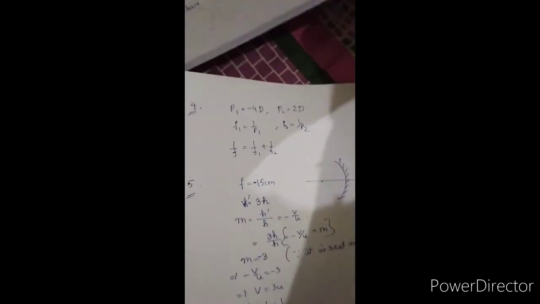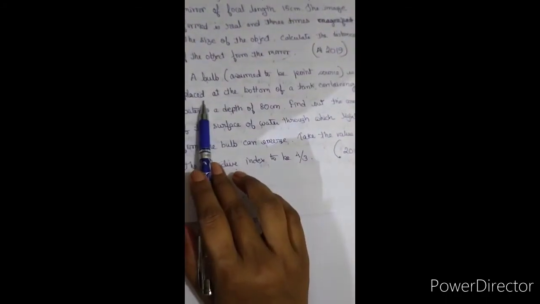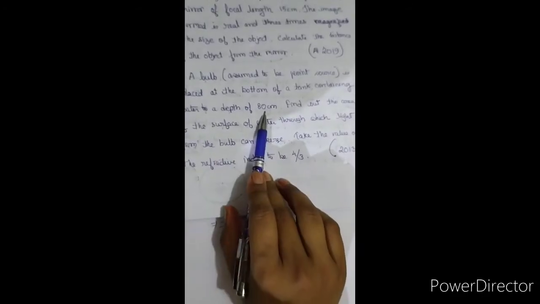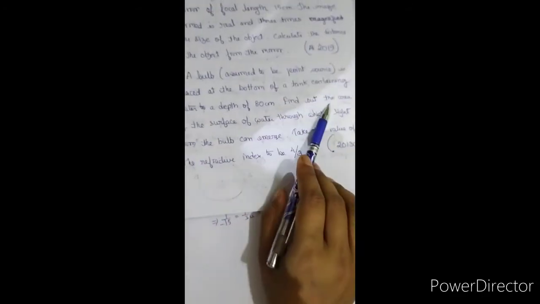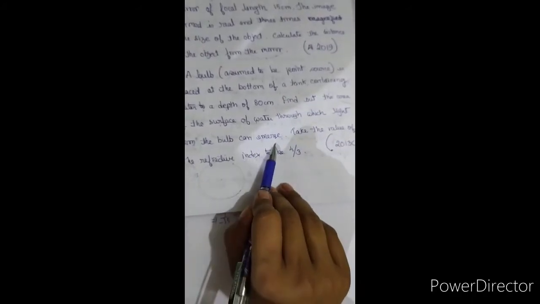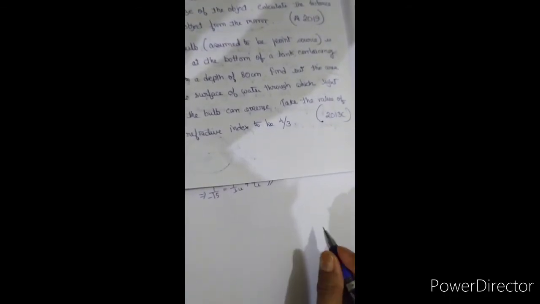The question number 6 is a little bit of some things I have discussed. I hope you can do it. A bulb is placed at the bottom of a tank containing water to a depth of 80 centimeter. Find out the area of the surface of water through which the light from the bulb can emerge. Take the value of the refractive index to be 4 by 3.